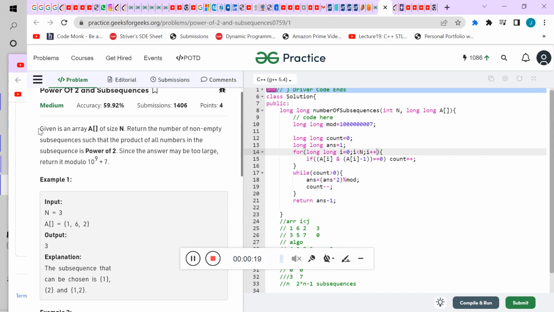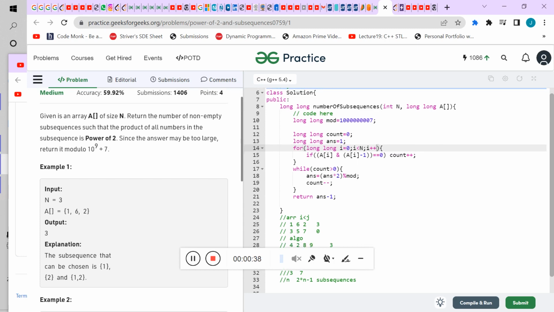Given is an array of size n, and we have to return the number of non-empty subsequences such that the product of all the numbers in the subsequence is a power of 2. And since the answer may be too large, return it modulo 10^9 + 7. Pretty cool. So what basically the question states, first of all, we have to find the number of subsequences.